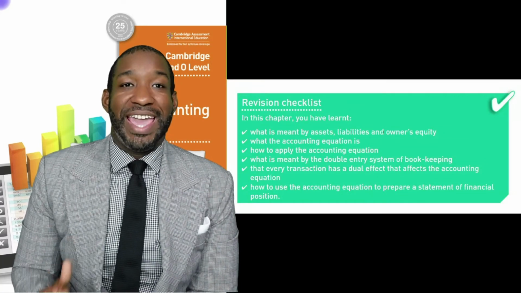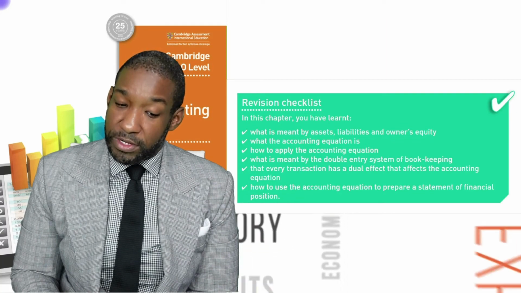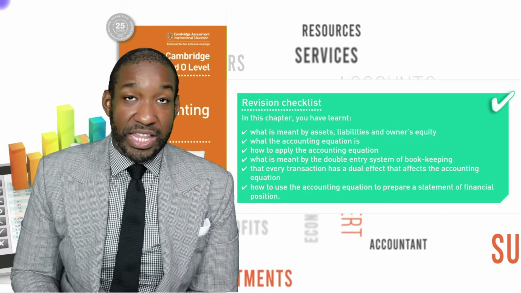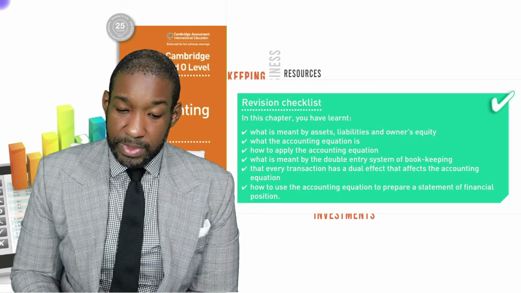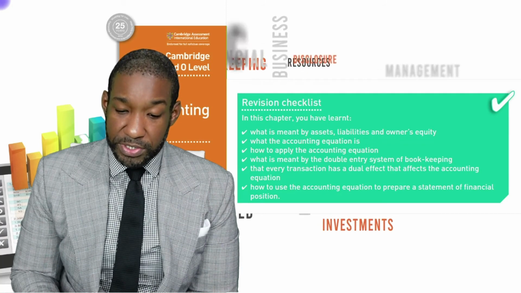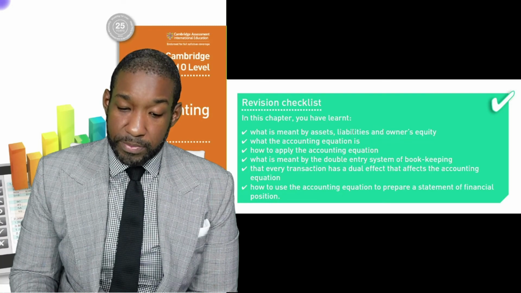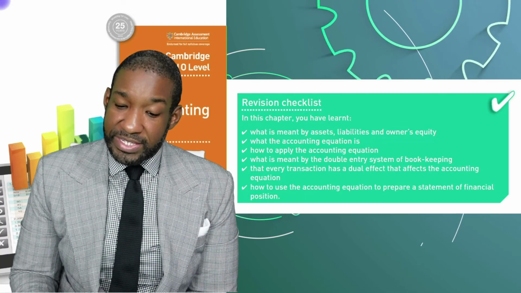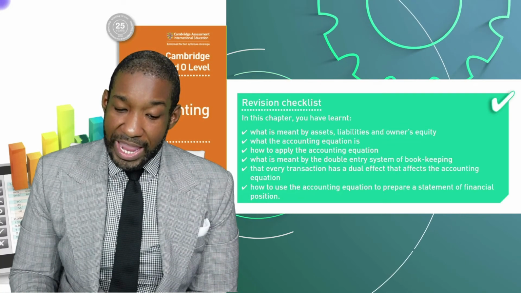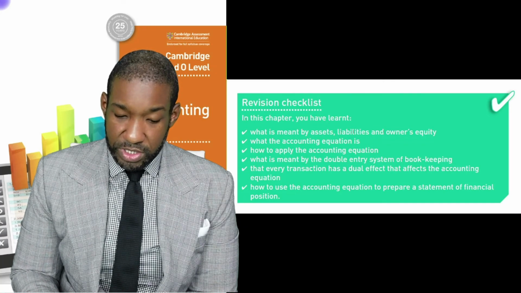Now that we have reached the end of chapter 2, the revision checklist. In this chapter, you have learned what is meant by assets, liabilities, and owner's equity, what the accounting equation is, how to apply the accounting equation, what is meant by the double entry system of bookkeeping, that every transaction has a dual effect that affects the accounting equation, and how to use the accounting equation to prepare a statement of financial position. That is it.